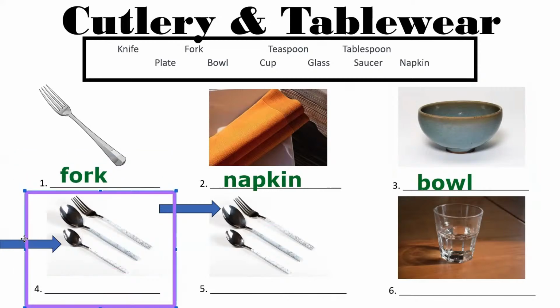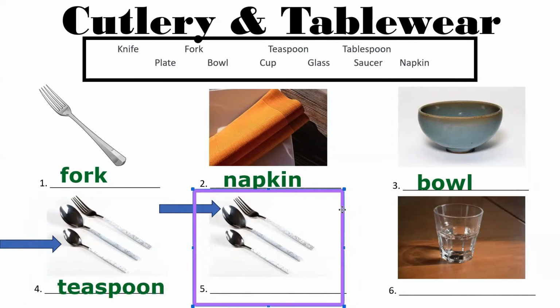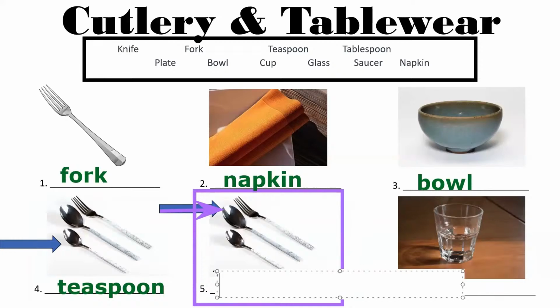Number 4, right at the bottom, we're looking at this smaller spoon right here. So this small spoon, we call it a teaspoon. Teaspoon. And the next object, we're looking at the bigger spoon right here, and we call this a tablespoon. Tablespoon. Perfect.